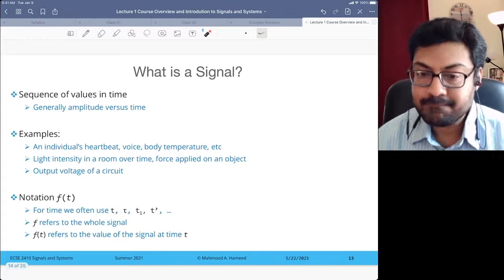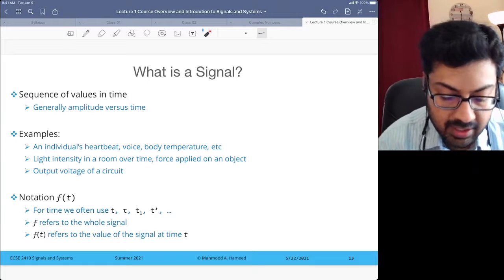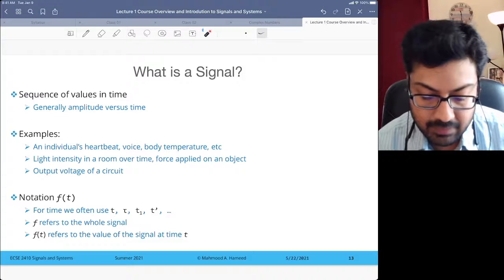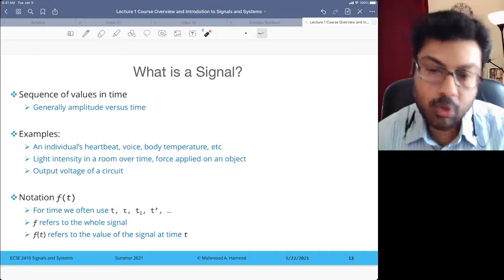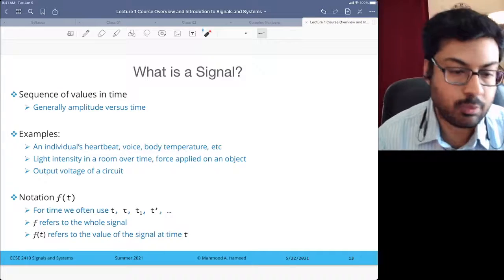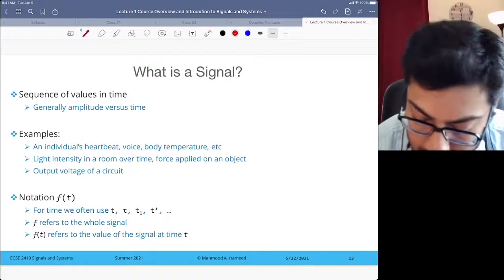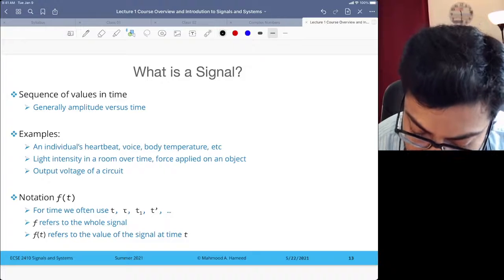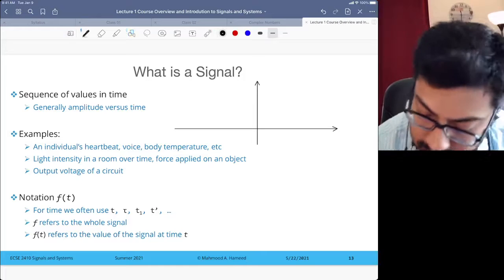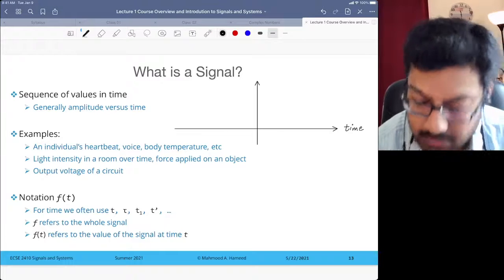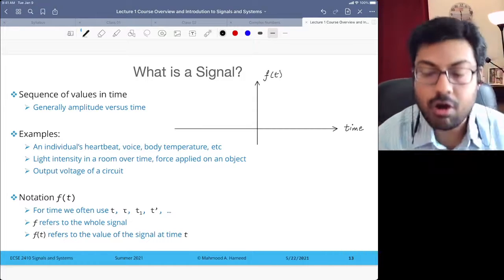So what's a signal? We've been talking about signal. What is a signal? It is a sequence of values in time. We generally talk about amplitude versus time, but we could also talk about some other parameters of a signal with respect to time. So when you think about a signal, you're thinking about a time axis. Let me draw it over here. A time axis. So this is your time. And you're thinking about, say, f of t, right? Some function of time.